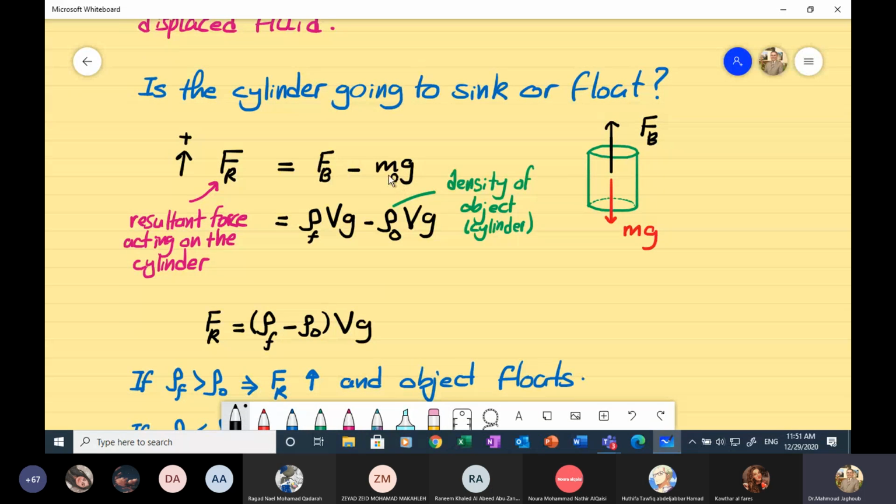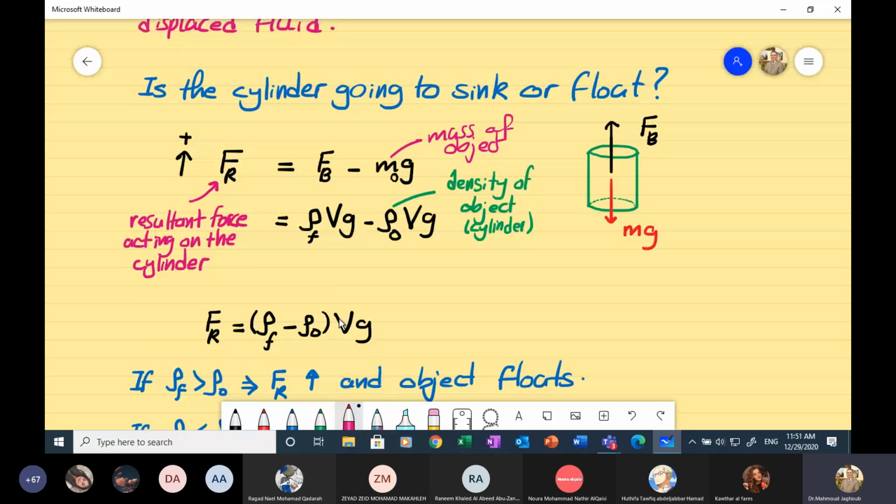This is the mass of the object. Who is the object here? The cylinder. What is the mass of the object? It is the density of the object multiplied by the volume of the object, which equals the volume of the displaced fluid in this case, multiplied by g.